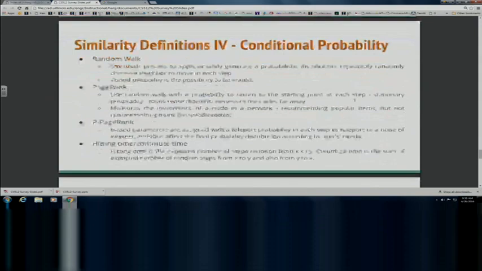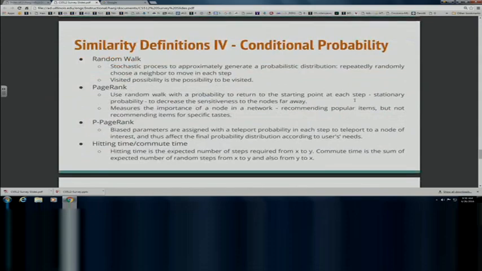The fourth category is conditional probability. The first one we already know. The random walk is a stochastic process to approximately generate a probabilistic distribution. It repeatedly randomly chooses a neighbor to move to in each step, and it actually makes the assumption that the visited probability is the probability to be visited in the future.